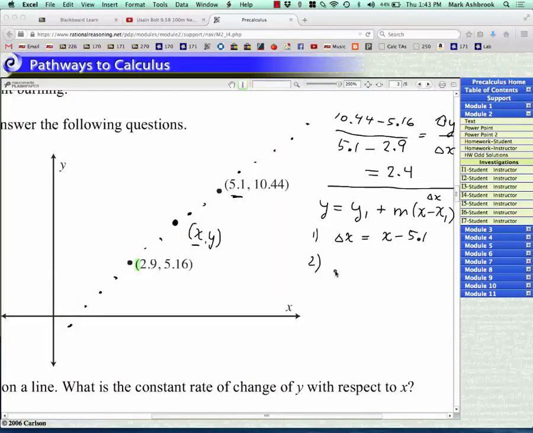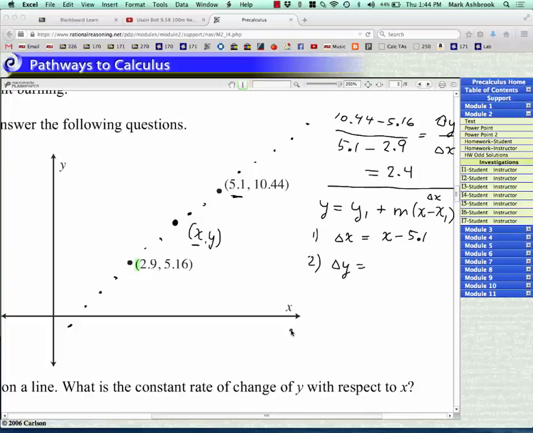Did someone start like that? Kind of. You should have. This is practicing the process we learned last time. Jake, did you start like that? Yeah. And then what'd you do next? I found a change in y. Okay, how'd you do that? I did the same thing as for change of x. Okay, so you did what? y minus 10.44? Yeah. Okay, that's valid.